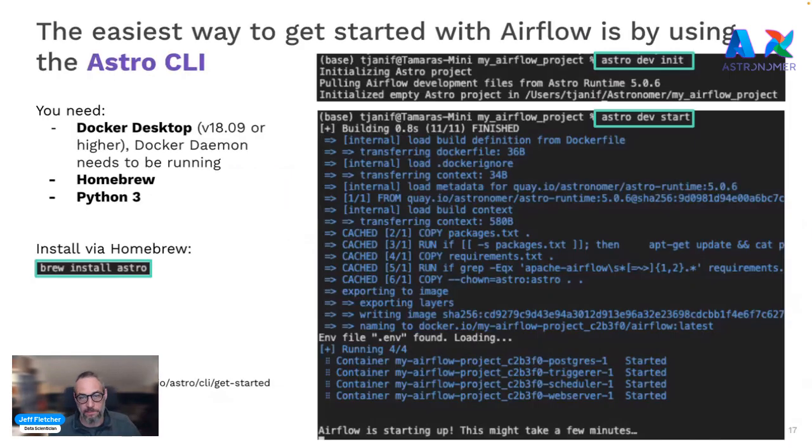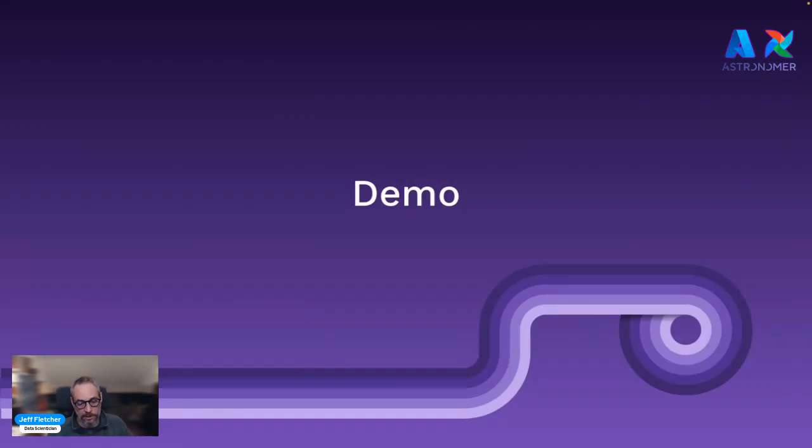So we, as Astronomer, have an open source and free command line tool, our CLI, that lets you get up and running with Apache Airflow. So we will send out the slides after this, but here's the link to it. You can also use Homebrew if you're on a Mac. So brew install astro gets you up and running. And we are now going to demo this.